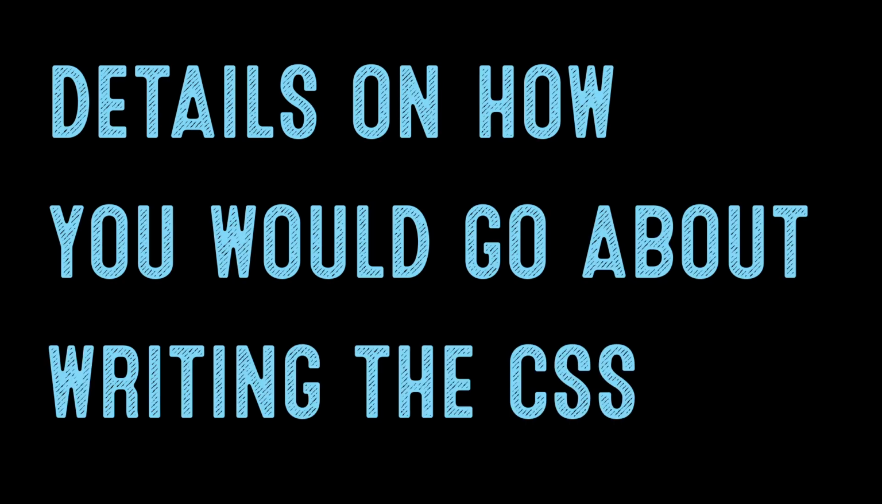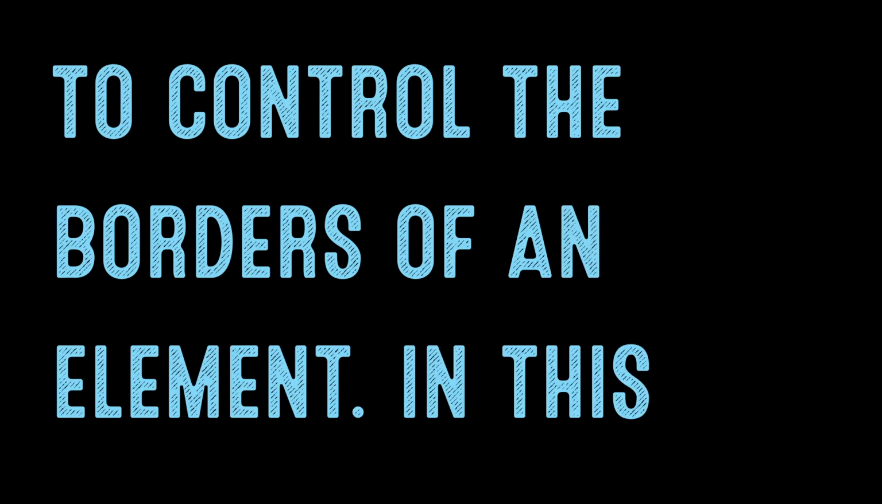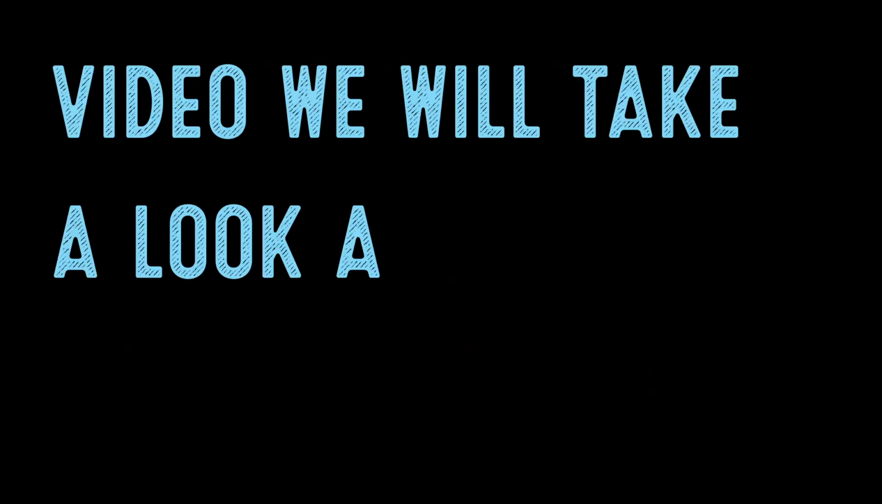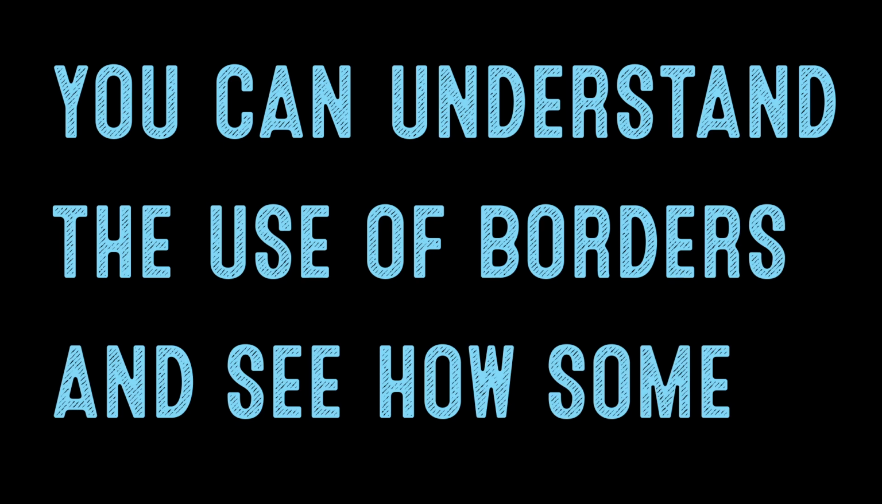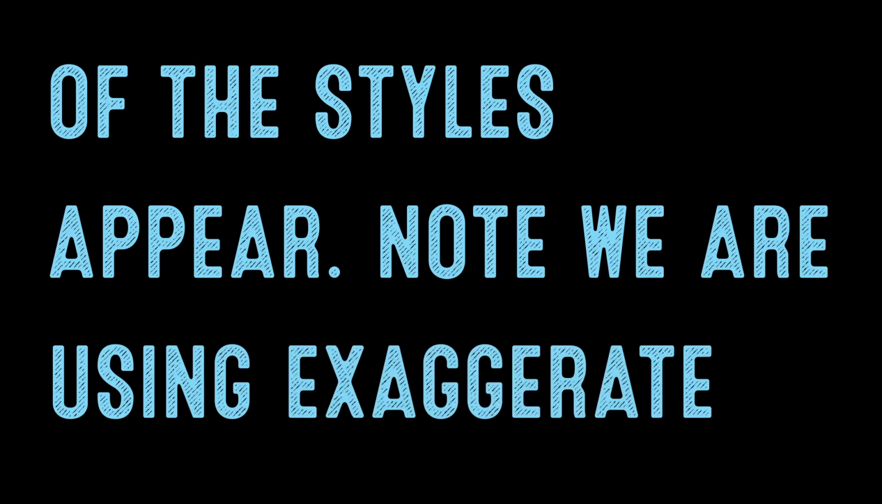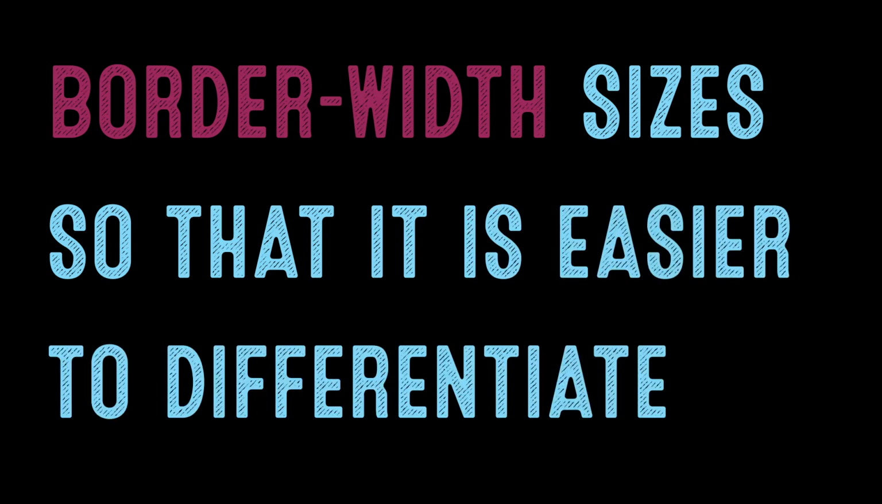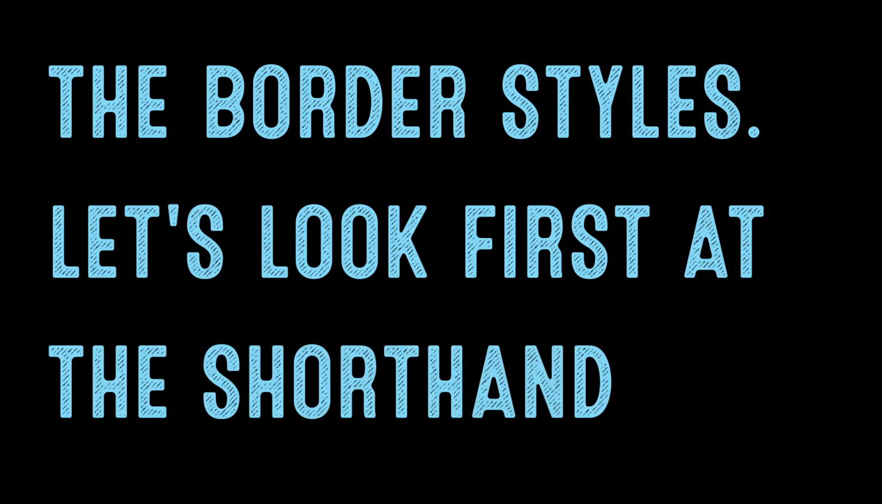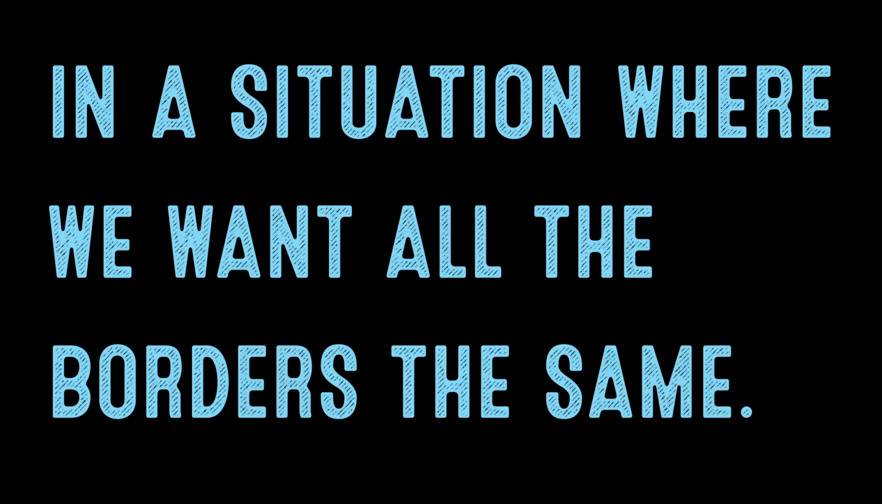We have spent the last few videos going over the details on how you would go about writing the CSS to control the borders of an element. In this video, we will take a look at some examples so that you can understand the use of borders and see how some of the styles appear. Note we are using exaggerated border width sizes so that it is easier to differentiate the border styles. Let's look first at the shorthand in a situation where we want all the borders the same.